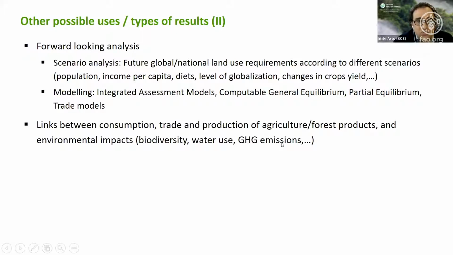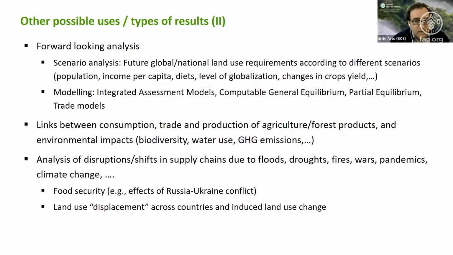Also, the database can be used to analyze the links between consumption, trade, and production of agricultural and forest products in relation to many different environmental impacts, not only land use, but other impacts like biodiversity, water use, or greenhouse gas emissions. And the database can also potentially be used to analyze disruption of or shifts in the supply chains due to extreme events like floods, droughts, fires, wars, pandemics, or even the effects of climate change. This is quite relevant for issues related to food security.